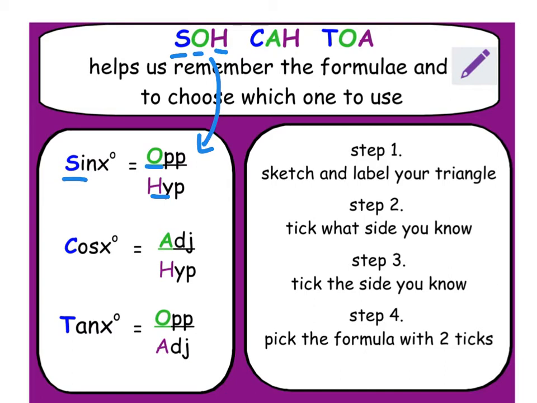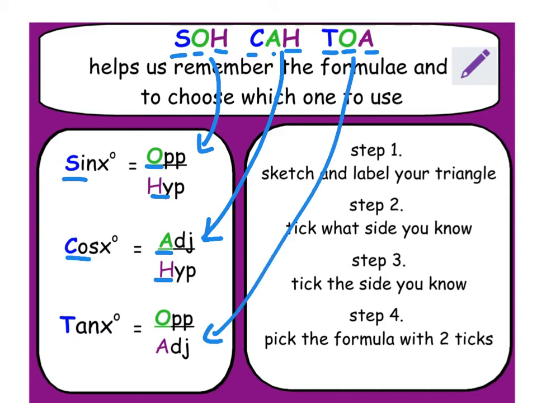Cah is C-A-H. Relate that down. There's your C-A-H. So it's A over H, so it uses your adjacent over hypotenuse. And then toa is T-O-A. So that gives you your tan, O over A. Now this bit here is just your angle, and we will have a number to put in there. And then it's just a case of substitution.